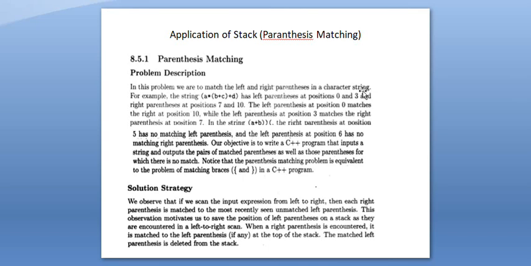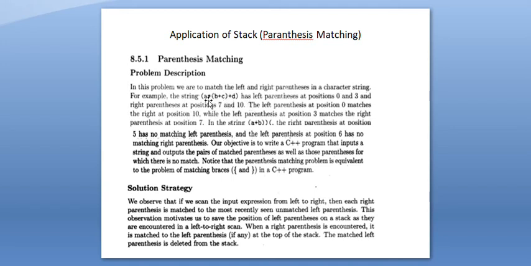Application of stack. The first application is parenthesis matching. Now, when we talk about parenthesis, think of it as your small bracket. So we will not include curly braces or square braces over here. It is small braces which we are using here.